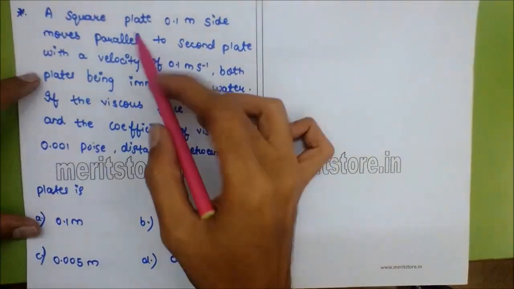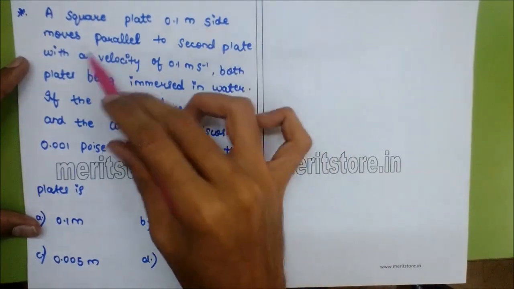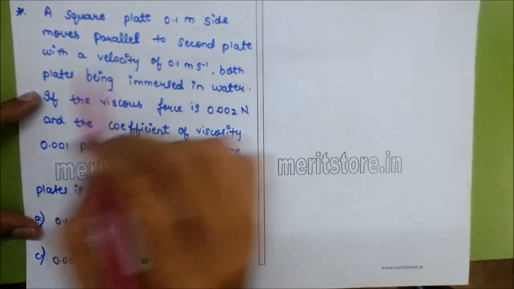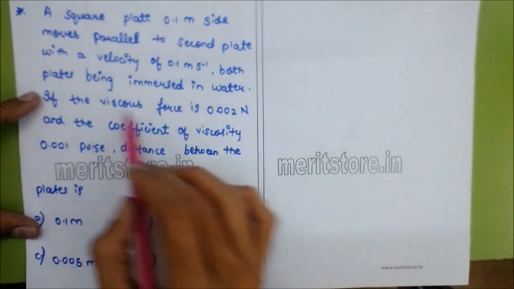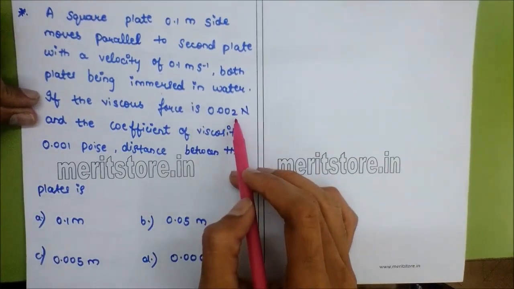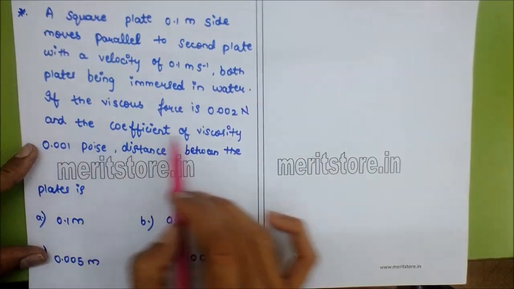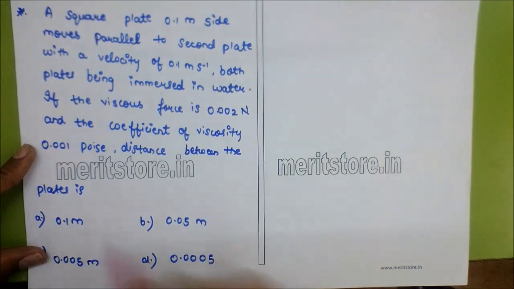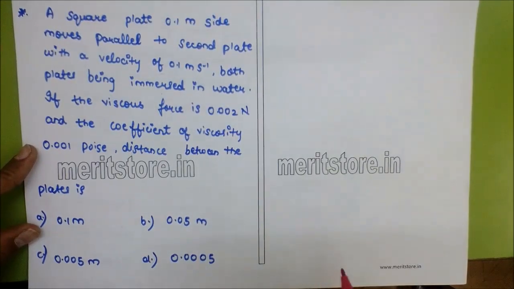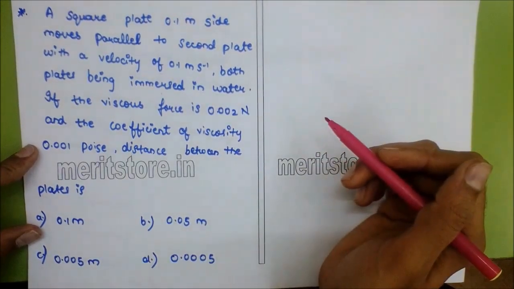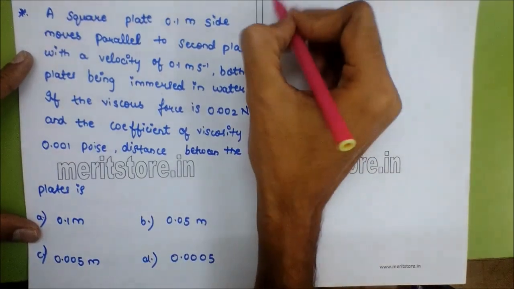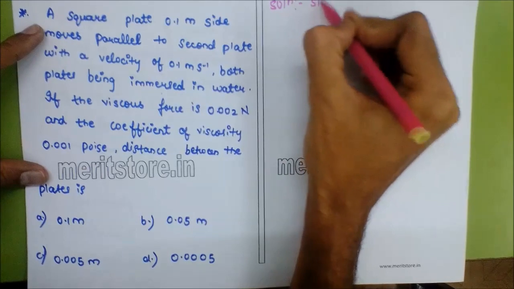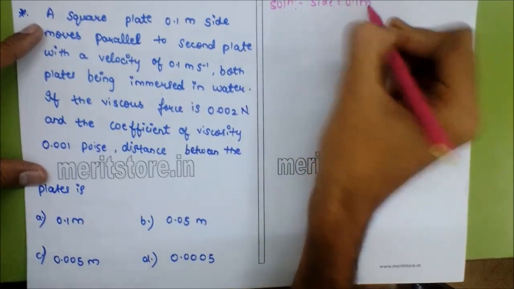Now, a square plate of 0.1 meter side moves parallel to a second plate with a velocity of 0.01 meter per second, both the plates being immersed in water. If the viscous force is 0.002 Newton and the coefficient of viscosity is 0.001, the distance between the plates is: 0.1, 0.015 meters, 0.005 meters, and 0.0005.